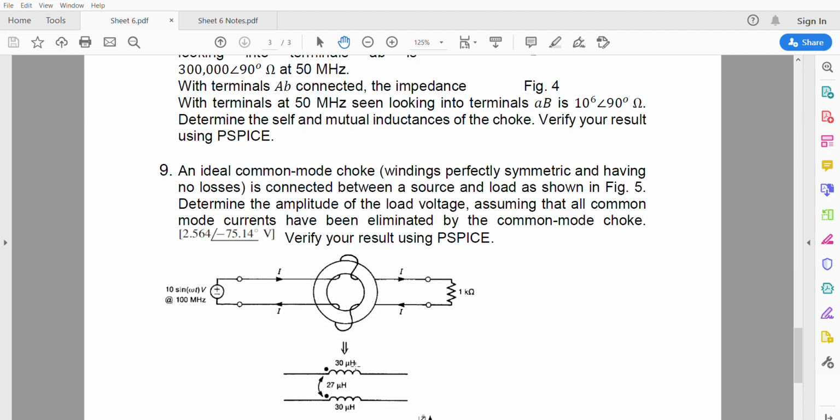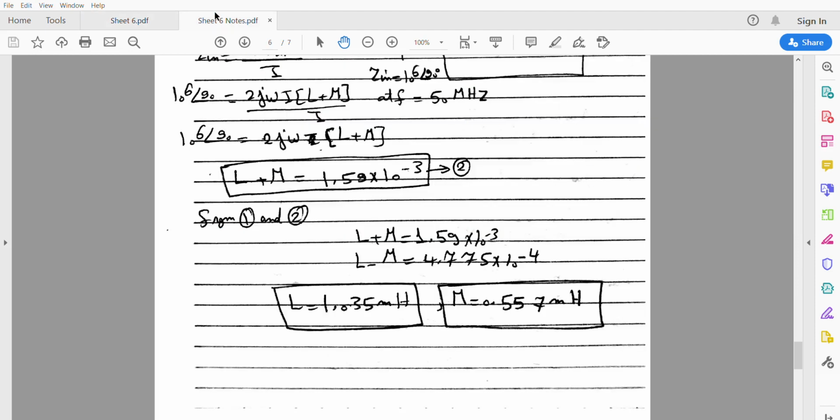The value of L is equal to 30 microhenry and the value of M is equal to 27 microhenry. The voltage source is given as 10 sine omega t. Now all we need is to determine the value of the voltage here. You need to determine the direction of your phi by following the same procedures as we mentioned. So let's solve it.